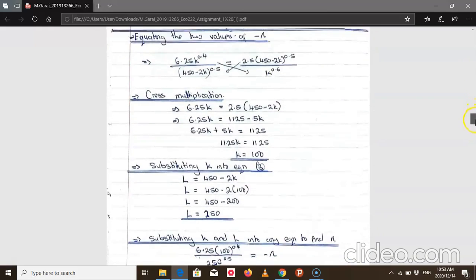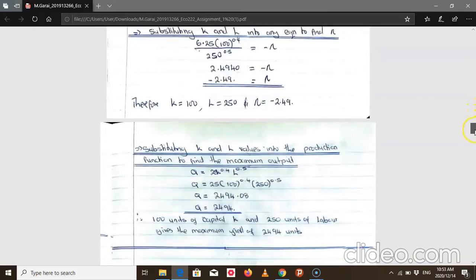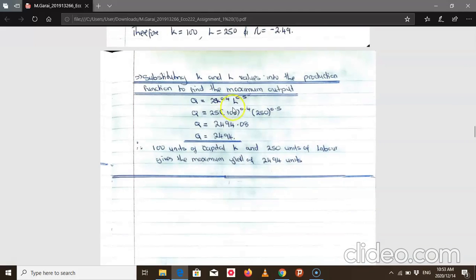we'll find the value of our output, right? So we say our k is equal to 100 to the power 0.4, 250 to the power 0.5, and then we find our Q. I just rounded mine. So 100 units of capital and 250 units of labor gives us the maximum yield or output of 2494 units. So we'll be done with question 2.